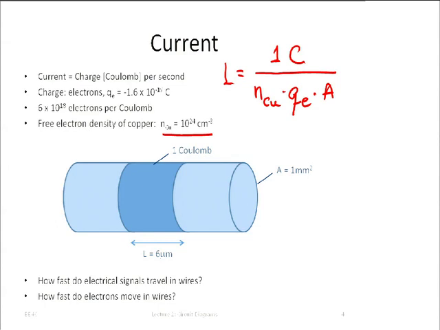Okay? So now let's ask ourselves another question. Let's suppose that now actually a current was flowing in this wire. Let's say the current was just 1 amp. The question is, there is a 1 amp current flowing here. How fast do the electrons move in this wire?